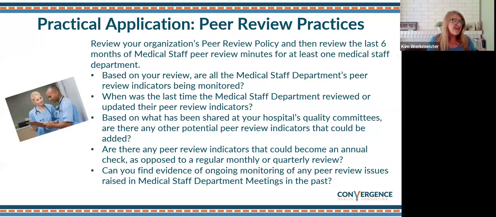And then, based on what you're seeing in the minutes, or based on your understanding of risk management issues that are coming up, are there any other potential peer review indicators that you might think about that could be added here too, maybe for the OPPE, for the ongoing? Are there trends that you would like to see? And then can you find the evidence of the ongoing monitoring of any past peer review issues that have come up? Is your organization following the plan and continuing to manage that?